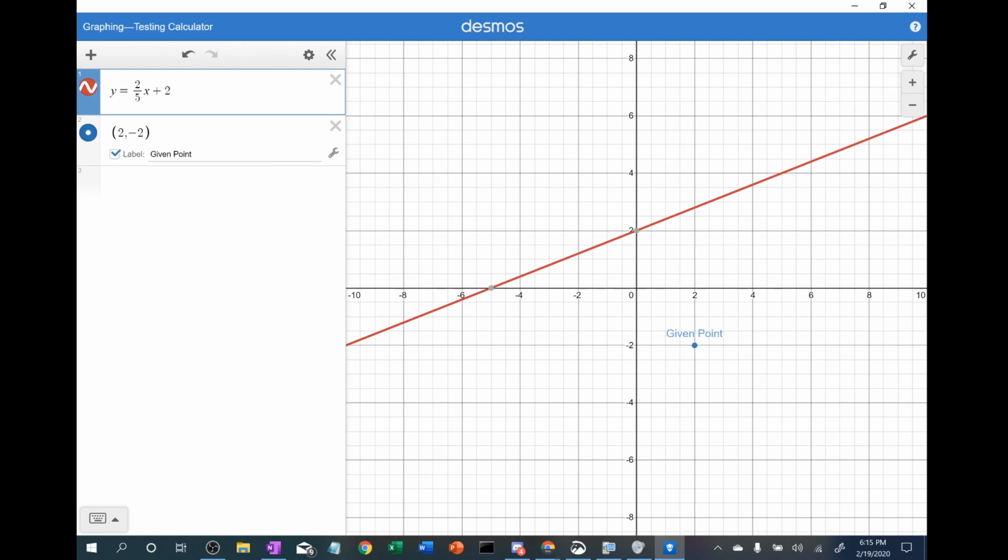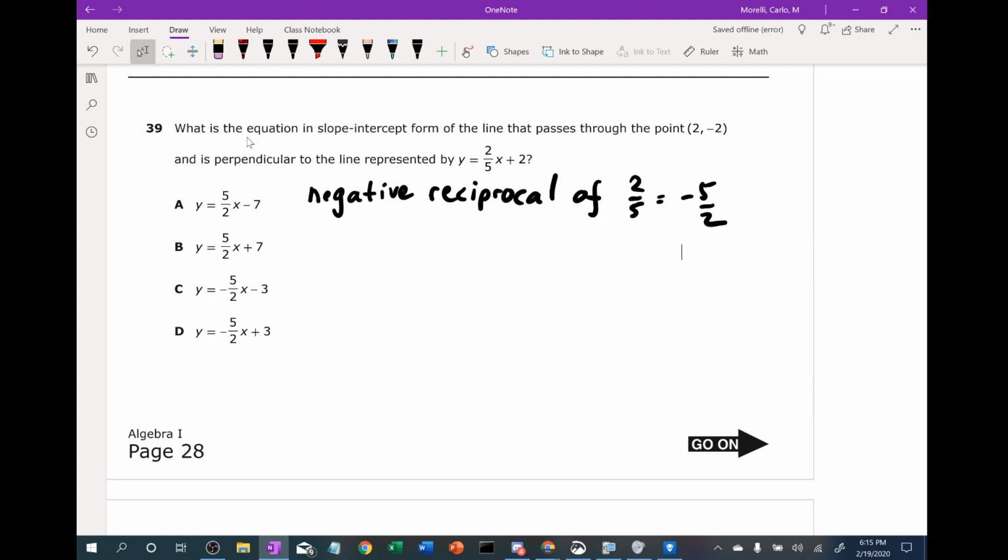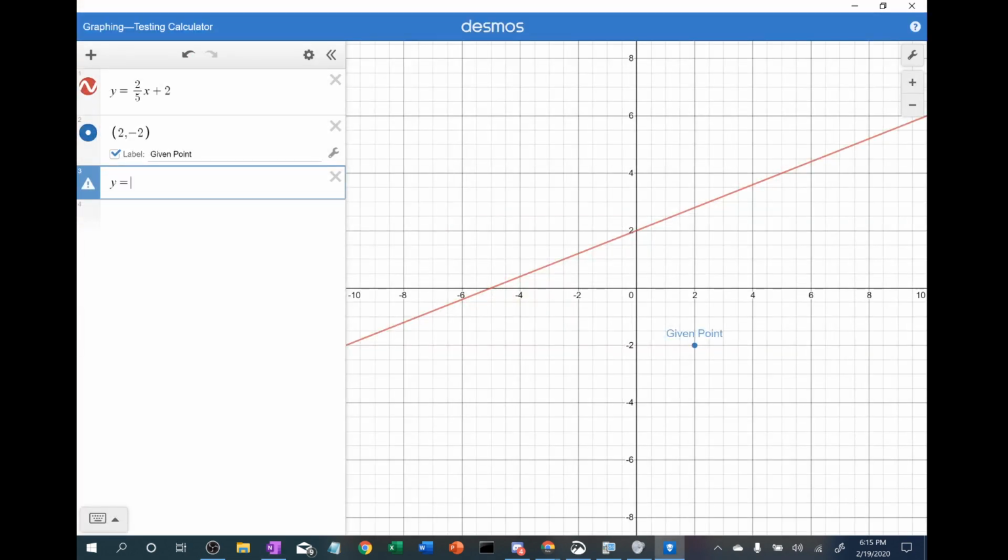So what I recommend now, if you don't know what to do, is to just start testing answers. So y equals 5/2 x minus 7. Okay, so that passes through the given point, but it's not perpendicular to the red line. So that's not the correct answer.